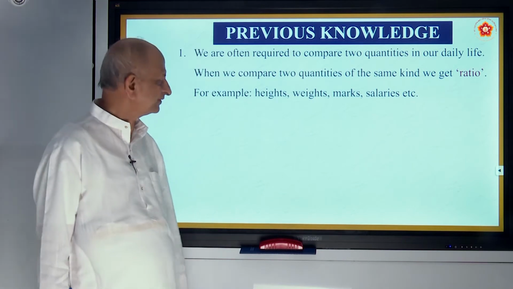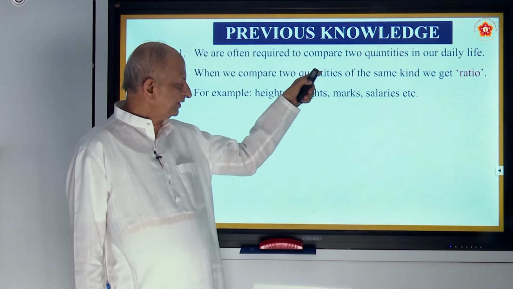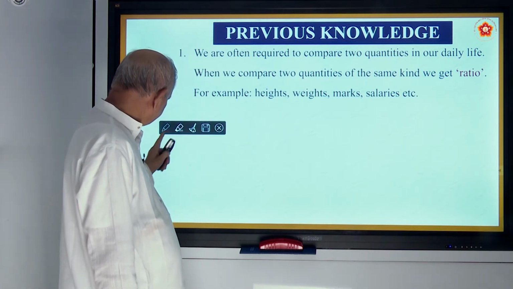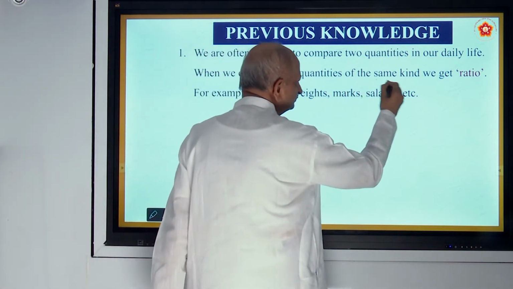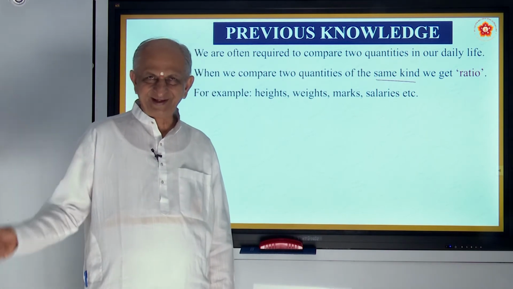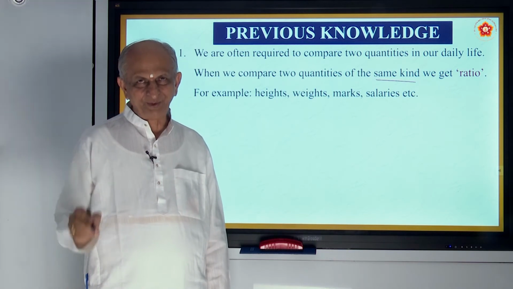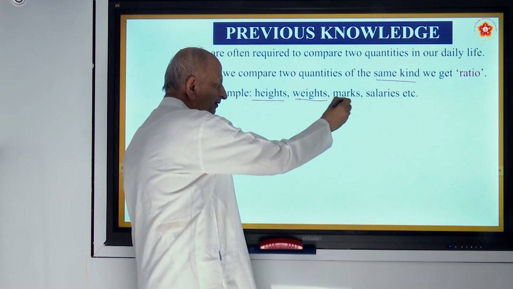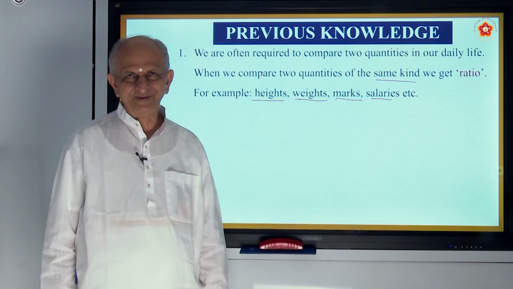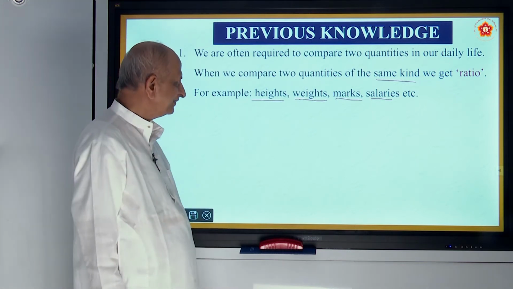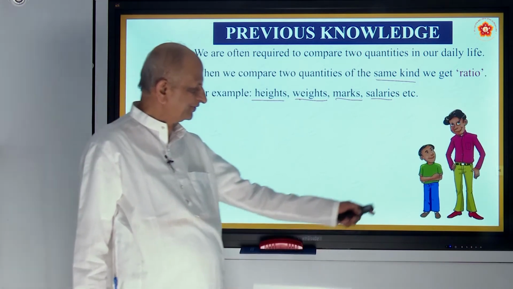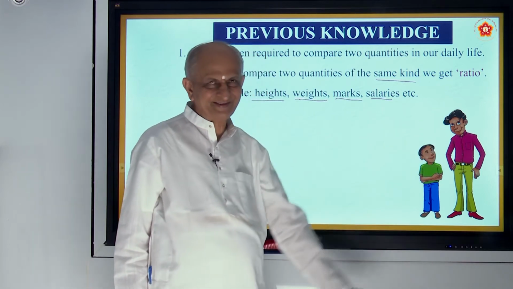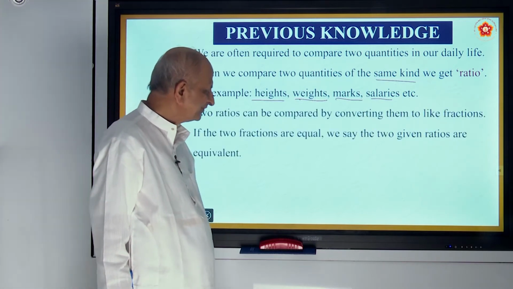You already studied this in the previous classes. We are often required to compare 2 quantities in daily life. When you compare 2 quantities of the same kind, that word "same kind" is very important. Means we cannot compare height and weight. You can compare the heights or you can compare the weights, but not both. So that is what is called ratio. Comparison of heights, weights, marks, salaries, scores in the matches, all these are called ratio. For example, here you can see 2 persons standing, and you are comparing the heights. That is called ratio.